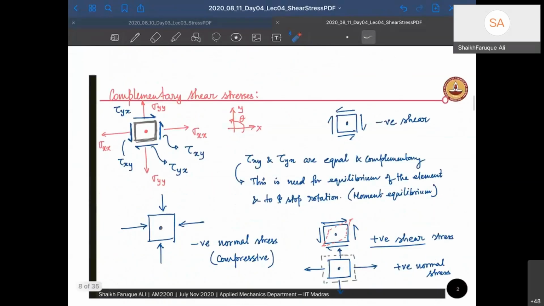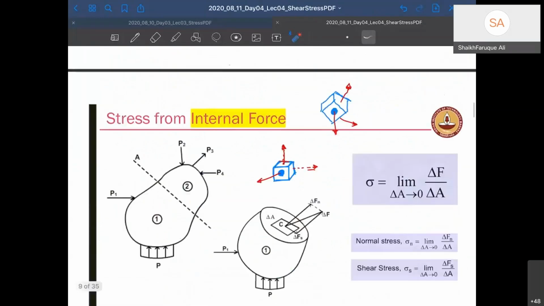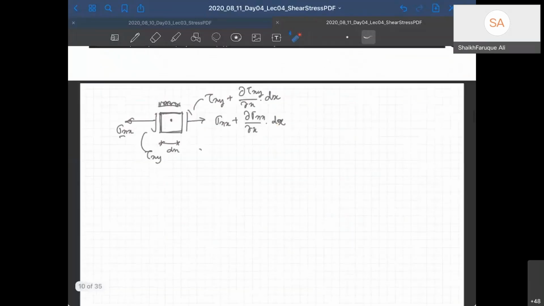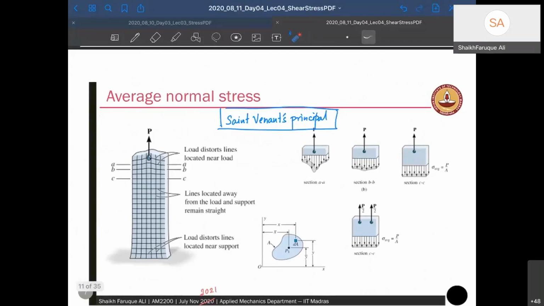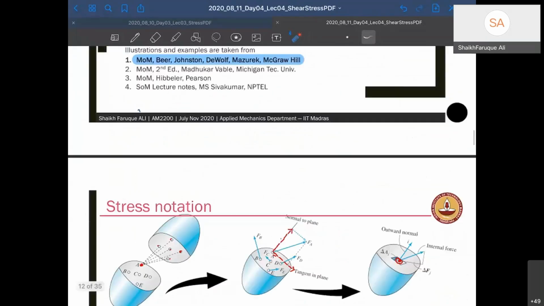And then we talked about complementary stresses. We'll talk about complementary stresses again in a little more detail when we go into the shear stresses. And yes, we also said there is a Saint-Venant's principle. I saw a demonstration on Saint-Venant's principle today, so I'm not going to talk about this right now. I will talk about this next when I discuss it.